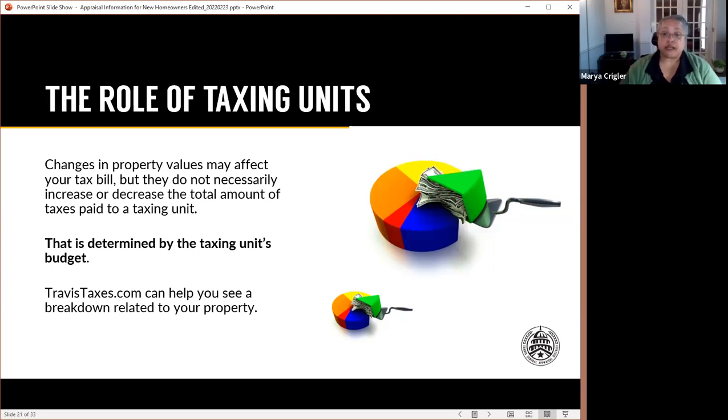It'll also give you information about when they're doing their budget hearings and their tax rate setting hearings so that you can weigh in. Again, as property owners, the taxing entities are trying to provide us services, but they need feedback from us as citizens about what is important and what we think we can do without so that we can lower those budgets. And that is all information that you can get on the travistaxes.com website.